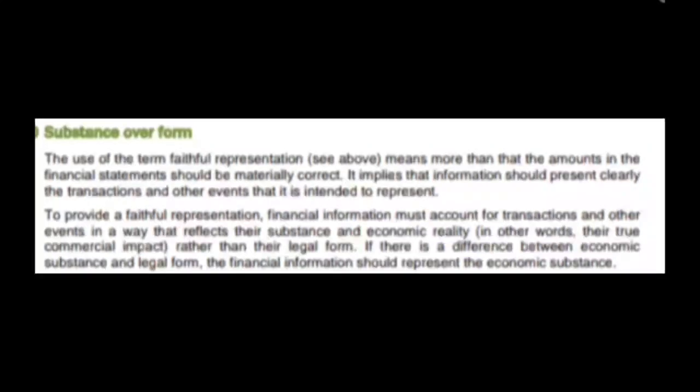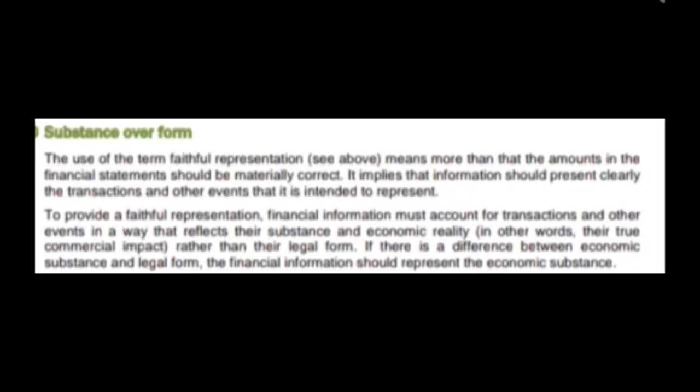Substance over form. The use of the term faithful representation, as we have discussed before, means that, other than the amount in the financial statements being materially correct, it implies that information should present clearly the transactions and other events that it is intended to represent. To provide a faithful representation, financial information must account for transactions and other events in a way that reflects their substance and economic reality. In other words, their true commercial impact rather than their legal form. If there is a difference between economic substance and legal form, the financial information should represent the economic substance.